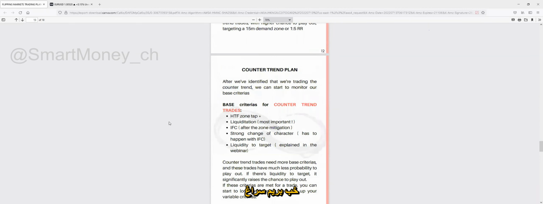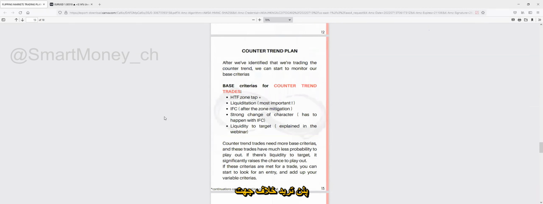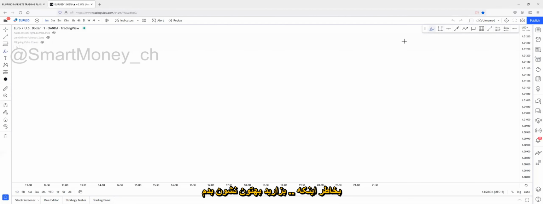Okay, so let's see the counter trend plan. Of course, after we identify the trend, we can actually search for base criteria. Here are the base criteria for a counter trend trade. Higher time frame zone depth. Continuations can't be traded in a counter trend, mainly because, let me just show you.